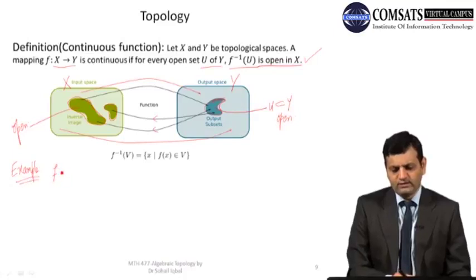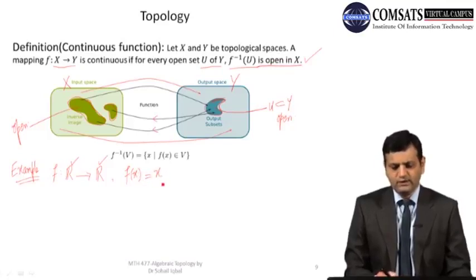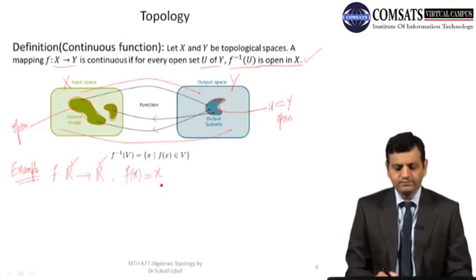So let's consider a function from R to R. I'm taking R under the usual topology, and this R under the usual topology. Define this function F in the following way: I'm taking this F to be the identity function.